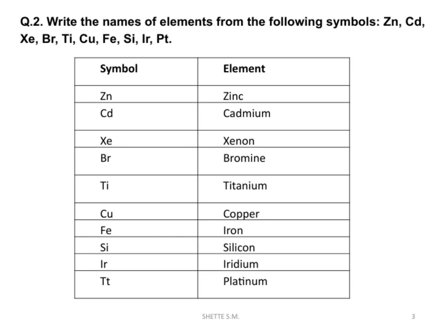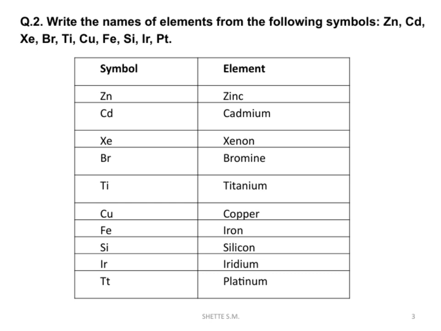Let's take a closer look at this table, which connects chemical symbols to their respective elements. As you can see, each symbol is a shorthand notation for a specific element. For example, Zn stands for zinc and Cd is cadmium. These symbols are internationally recognized and help scientists communicate clearly across different languages and regions. Moving on, Z represents xenon, a noble gas used in lighting and other specialized applications.